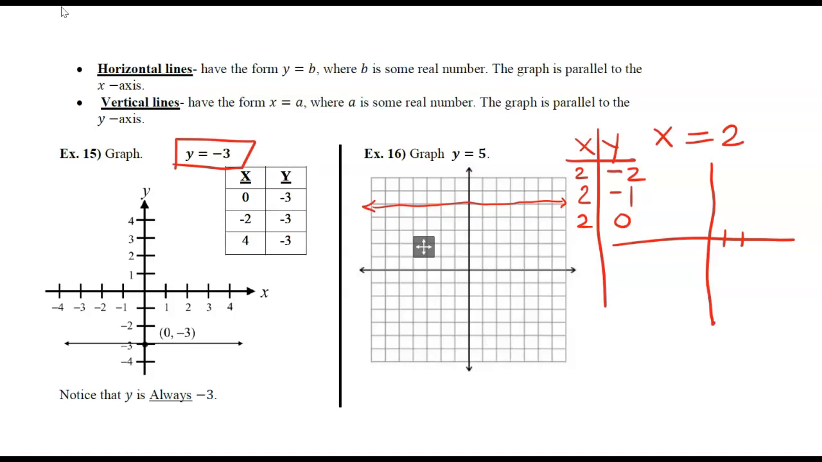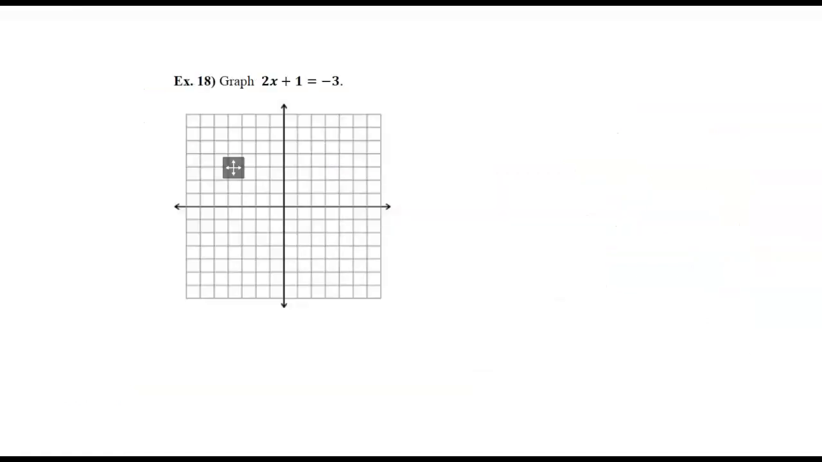You can see if we plot those points, we have a point here, a point here, a point here. So we can see this is just a vertical line through where x equals 2, and that also it is parallel to the y-axis. Example 18, we need to graph 2x plus 1 equals -3.